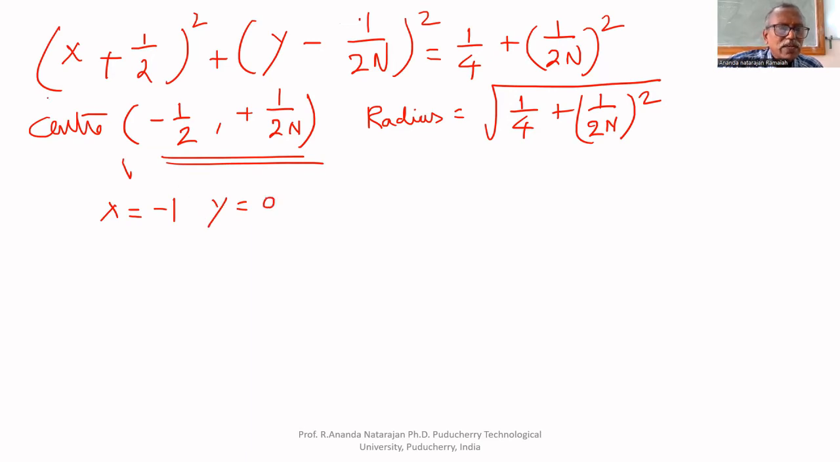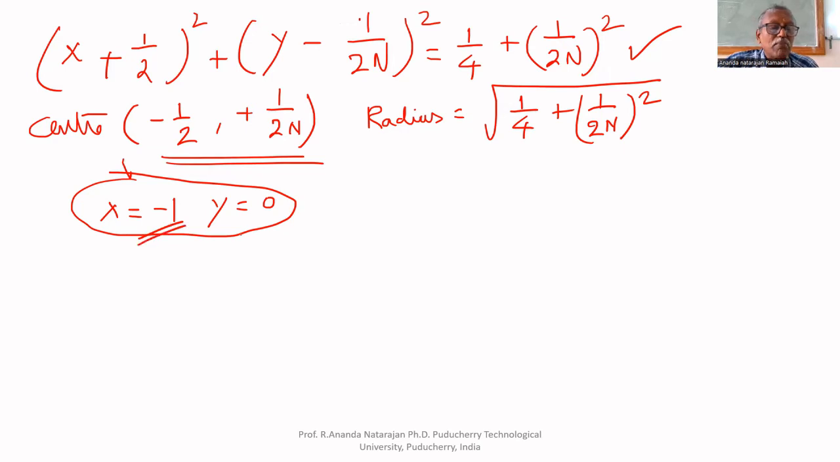If we substitute x equal to minus 1, plus 1 by 2, equal to minus 1 by 2 whole square, is 1 by 4. If you put y equal to 0, you will get (1/2n) whole square. Right hand side is coming. Therefore, this point always satisfies the circle equation. Therefore, all circles will pass through (-1, 0).